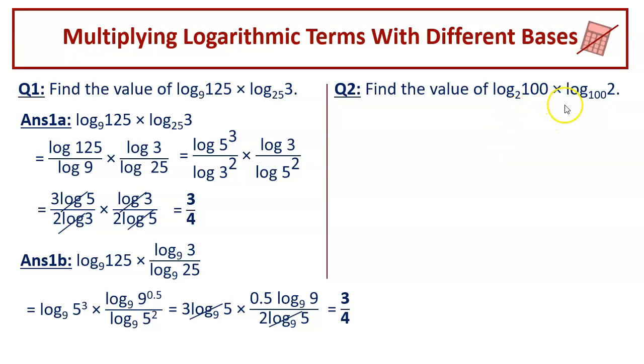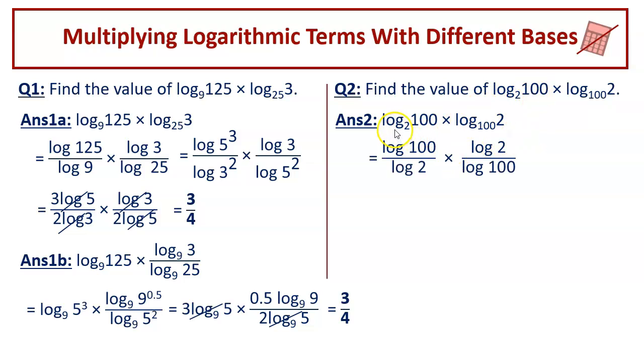I have taken the common base as 10. Okay. So we write log of 100 to the base 2 as log of 100 over log of 2, times log of 2 over log of 100. And this log of 100 and this log of 100 will be cancelling each other. And this log of 2 and this log of 2 will be cancelling each other. Okay. So the answer is equal to 1.